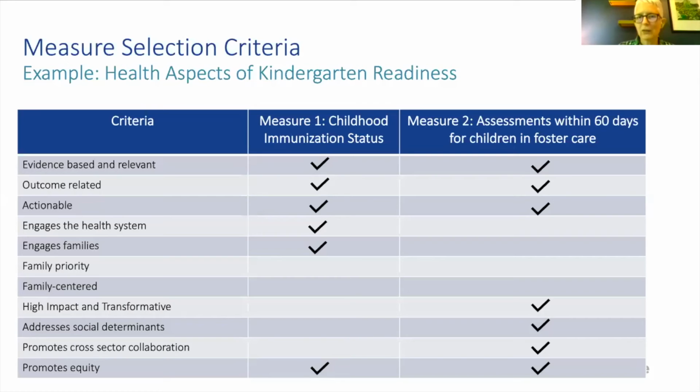And there's a whole formal process for assessing whether candidate measures, in this case one around childhood immunization status or physical and mental health assessments for kids in foster care, met measure criteria that this group had identified collectively. So things about whether the measure is evidence-based, whether it's actionable, whether it meets a family priority, which neither one of these did. Anyway, this is just an example of a group formally outlining what its criteria are for picking measures and then assessing candidate measures against those criteria.